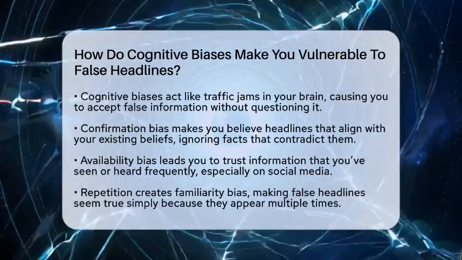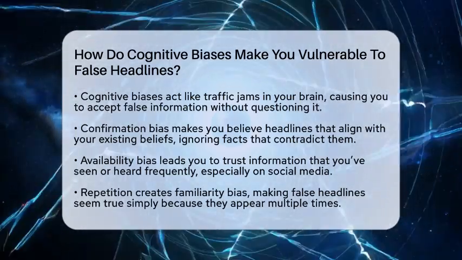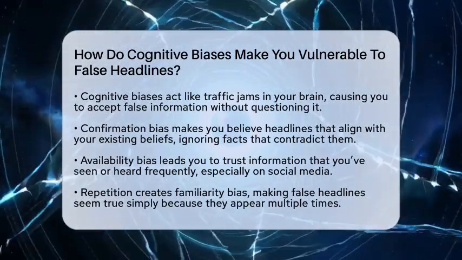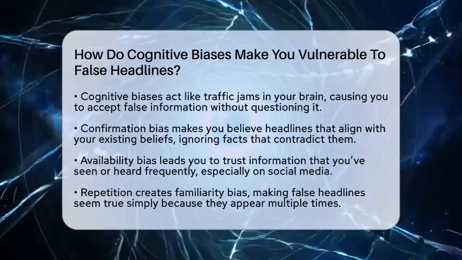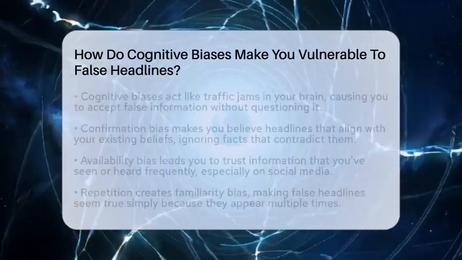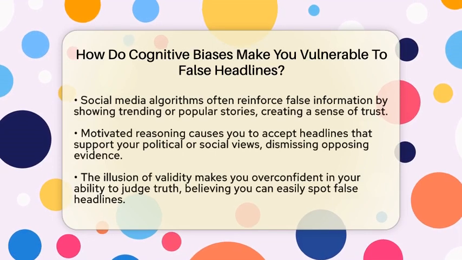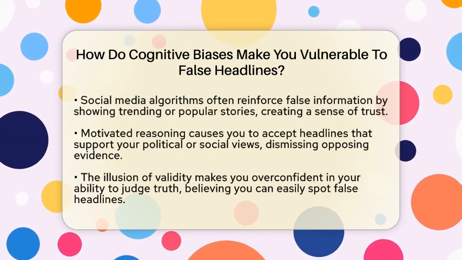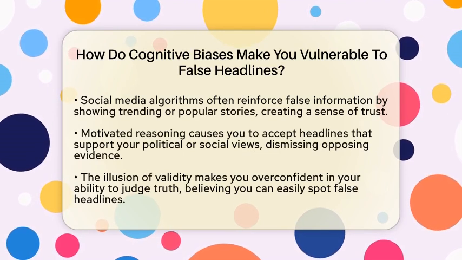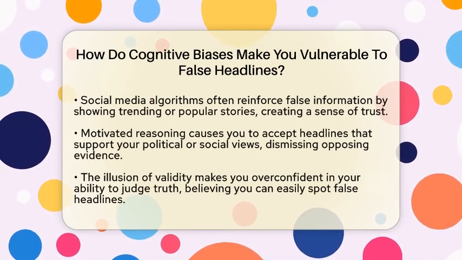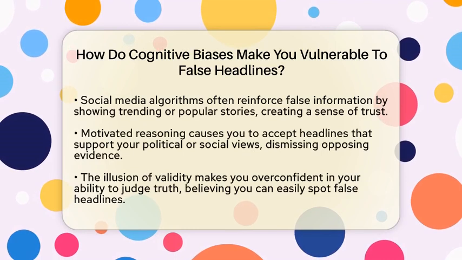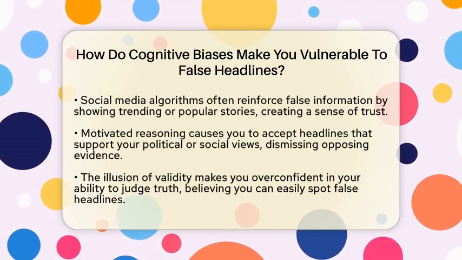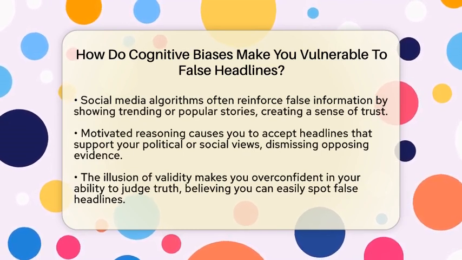Another bias is the availability bias. If you hear or see something often enough, your brain thinks it must be true because it's familiar. For example, if false stories about a health scare keep popping up on your social media feed, you might start believing them simply because they're repeated so much. Repetition makes false headlines seem more credible, even if they are not backed by facts.